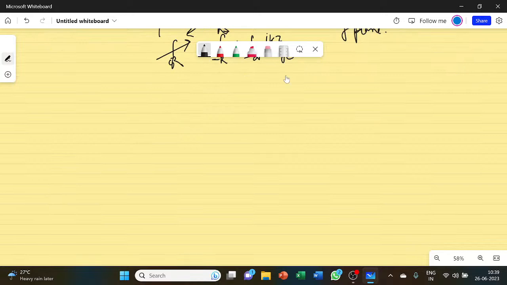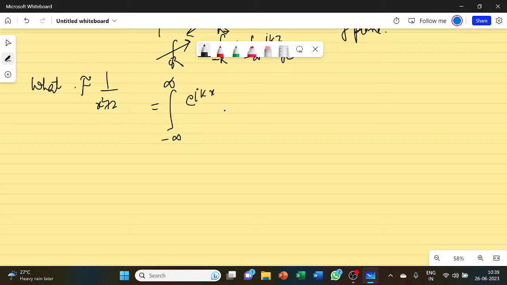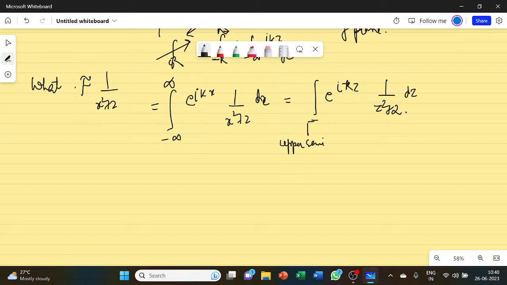What students did was try to do this particular thing using this. So basically, how to find this Fourier transform? The Fourier transform of 1 upon x square plus 2 is equal to the integration from minus infinity to plus infinity of e to the power iota kx times 1 upon x square plus 2 dx. Now the students wrote it as an integration over gamma, where gamma is the upper half of the semicircle, of e to the power iota kz times 1 upon z square plus 2 dz.